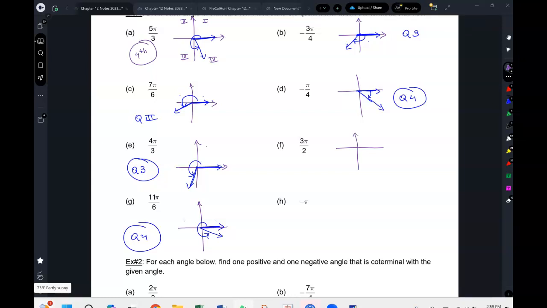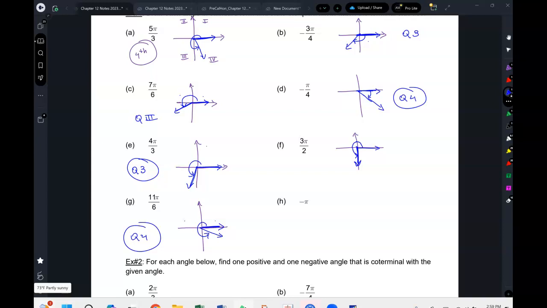Now this is 3 pi over 2. Okay, that's a quadrantal angle. So look, this is half a pi, 1 pi, 1.5 pi this way. So it's literally on the axis. There is no quadrant, that's a quadrantal angle. It doesn't fall into a quadrant, so you just say none. Sorry, you don't say anything.